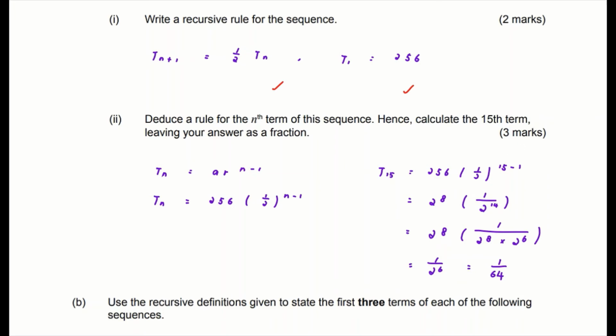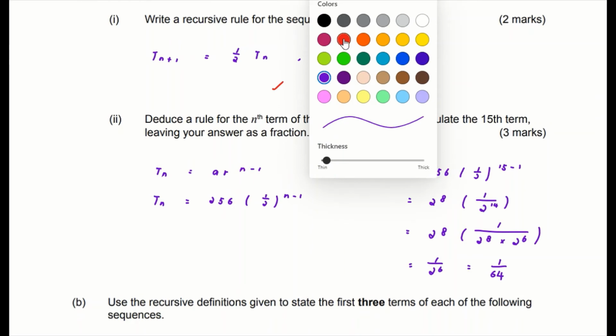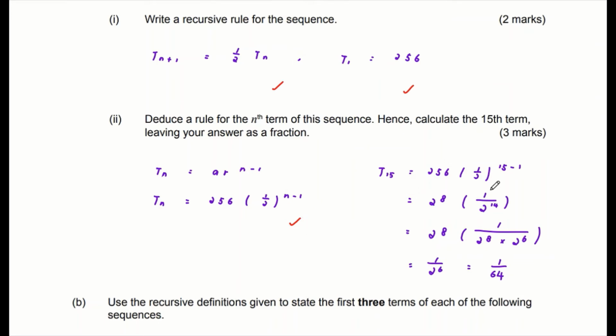All right, then what is the important thing in this question is the first one, you know how to express the nth term rule. Then after that, you substitute 15 so that you can get your 15th term. Then after that, you get to your last answer. So that's the 3 marks for this question.